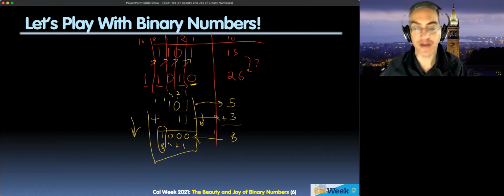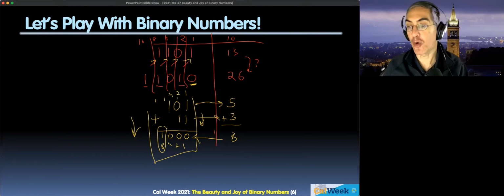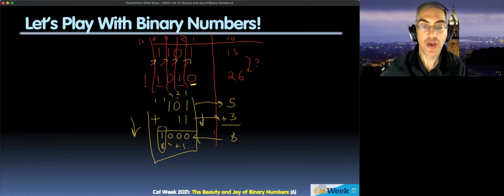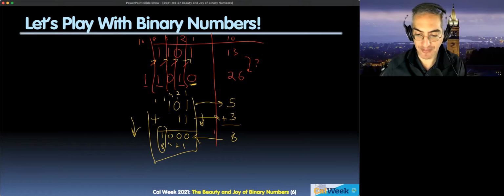So Johnny brings up a point. When you shift left, it's like multiplying by 10 in base 10. It's like multiplying by the base. In fact, it's always multiplying by the base. If you shift left, you're multiplying by the base. If you shift right, you're dividing by the base. It's exactly right. This is really cool.